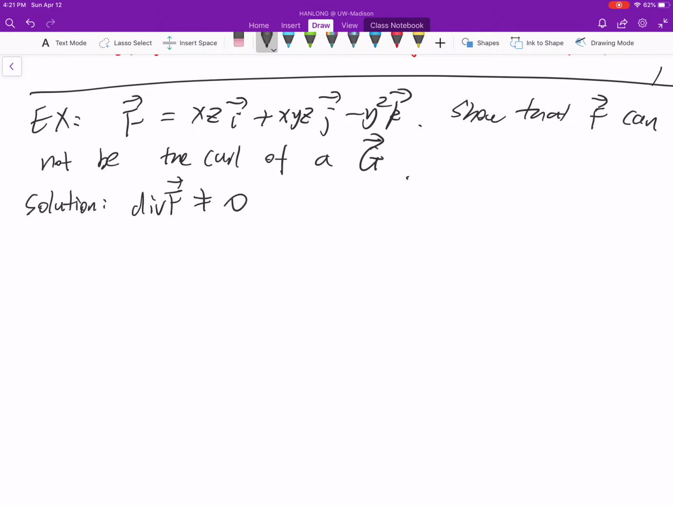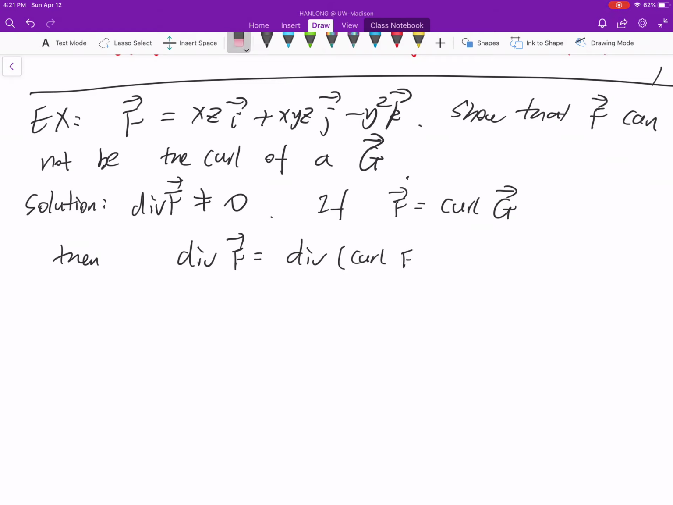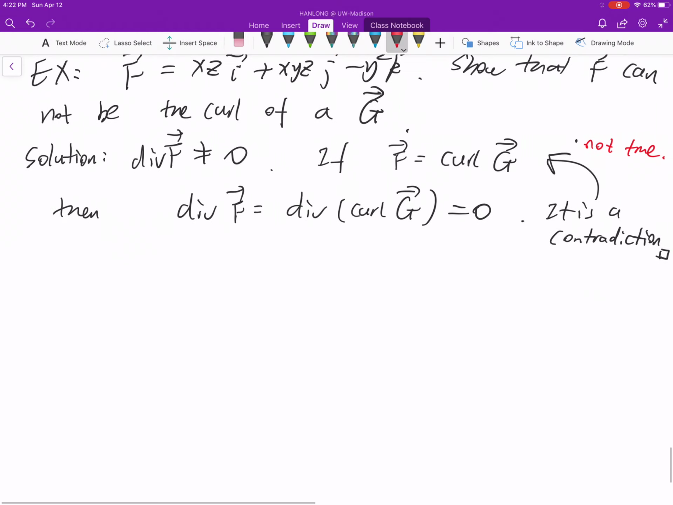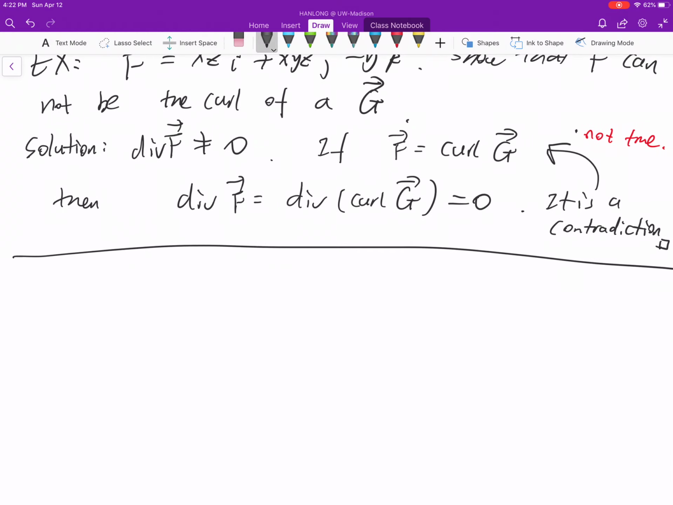Okay, and if f is the curl of a certain G, then the divergence of f should be the divergence of curl G, which is zero by the previous theorem. So it is a contradiction. So therefore, this assumption is not true. The theorem is true.